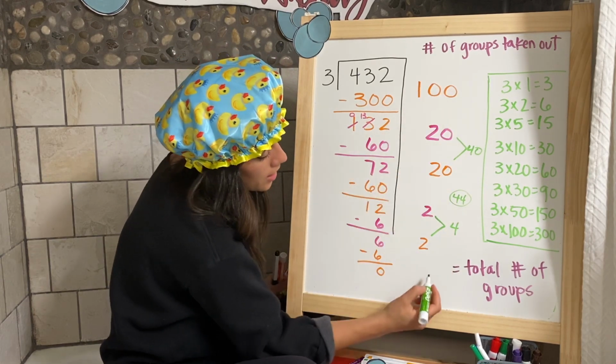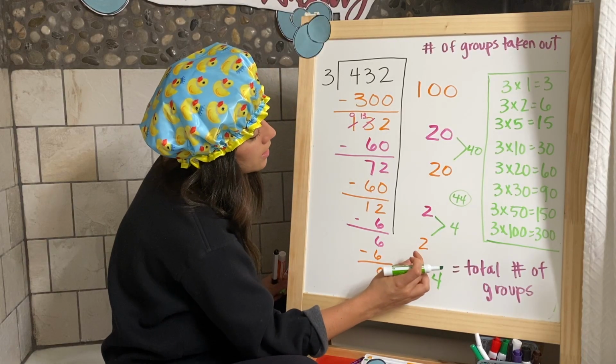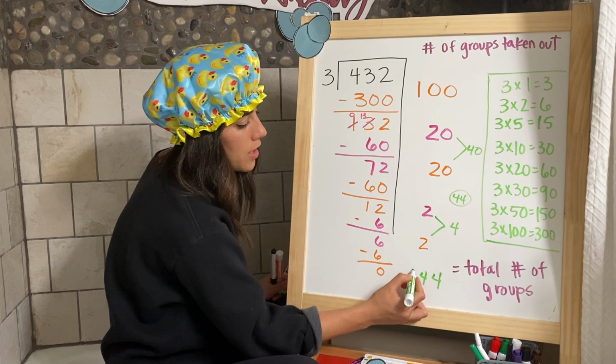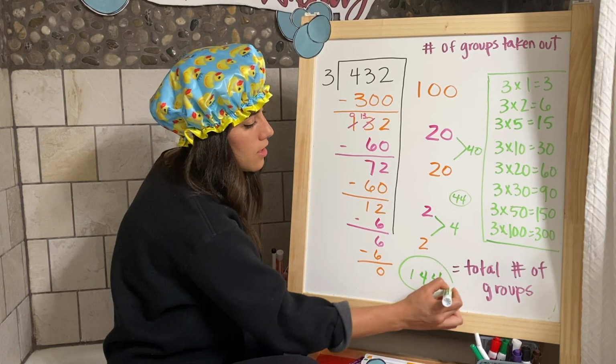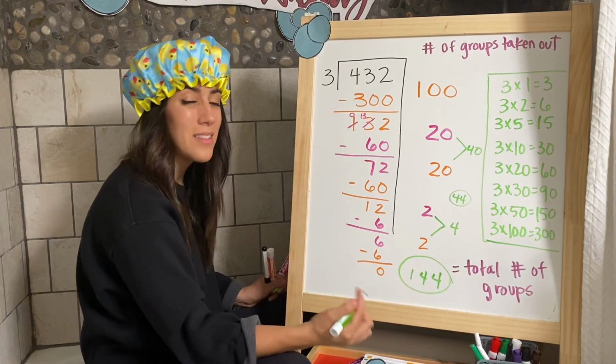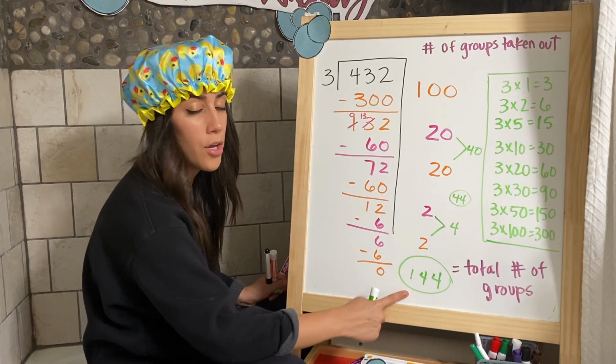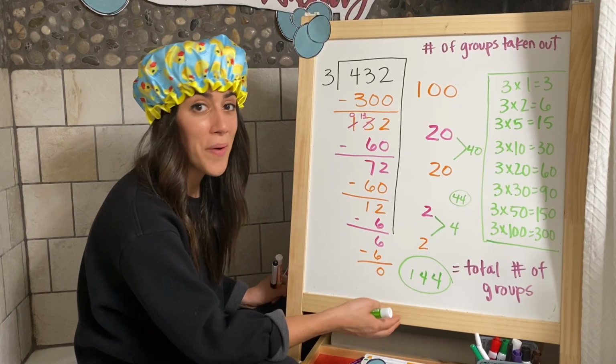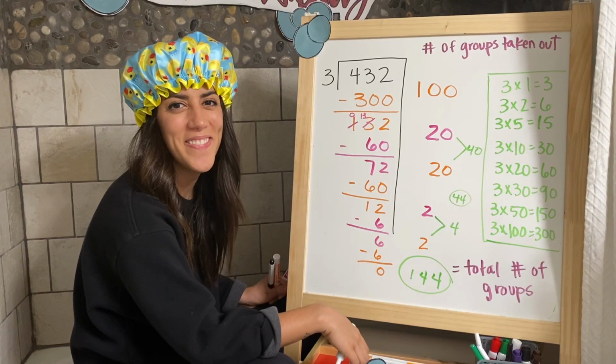So in the ones place, that would be 4. In the tens place, that would be another 4. And in the hundreds place, 1. So this is my total number of groups. Each friend gets 144 cookies. Seems like we got the same answer as strategy 1. Hopefully this helps as well.